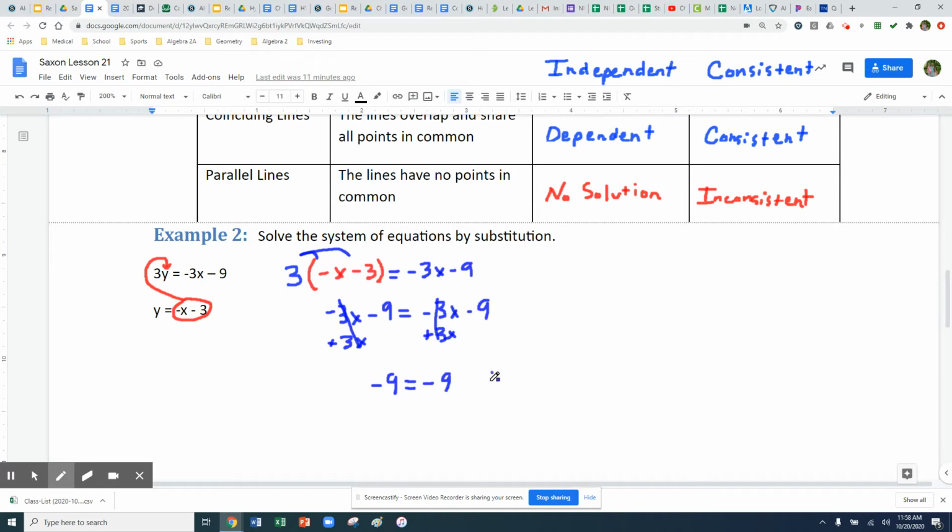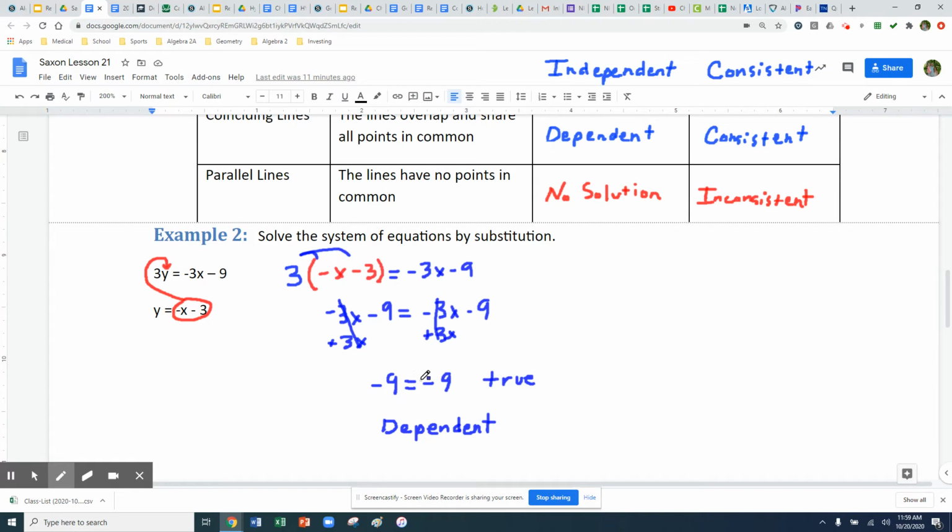If this statement is true when your variables cancel, and that's a true statement, this is going to mean we have an infinite number of solutions, which means we're dealing with a dependent system. So we'll say that's dependent. That tells people that that is a system with infinitely many solutions.